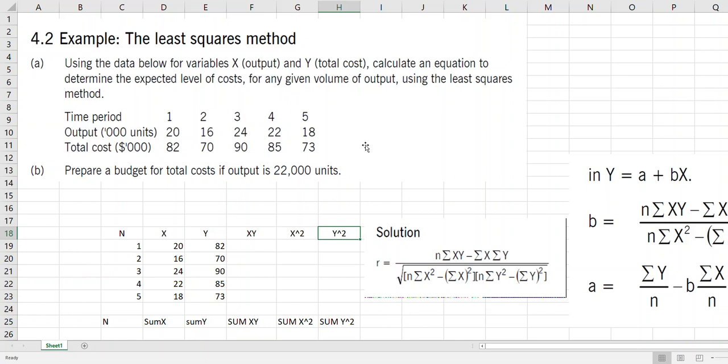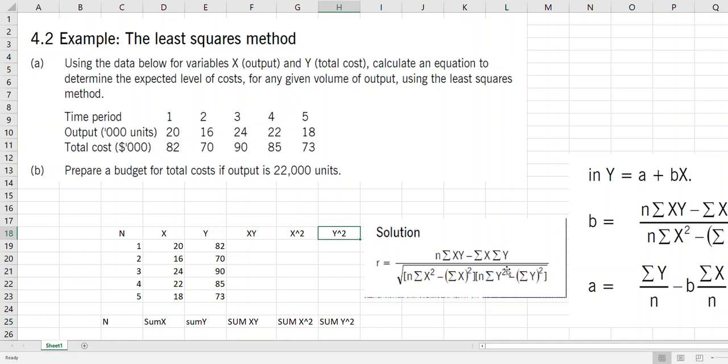So the first thing obviously is you need to identify what is the dependent variable and what is the independent variable. Obviously in output and cost, the output would be the independent variable and cost would be the dependent variable. So we have period, which is a pair of data, 5 pairs of data. When units is 20,000, cost is 82. When units is 16, cost is 70. So we want to see how strong the relation is, and that relation is found using R, and R is found using this formula.